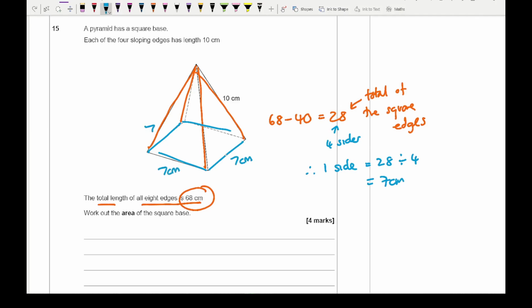So once I know that, I can then work out what the area of that square base is going to be. So the area of a square is the width times the length. So it's 7 times 7, which equals 49 centimeters squared.